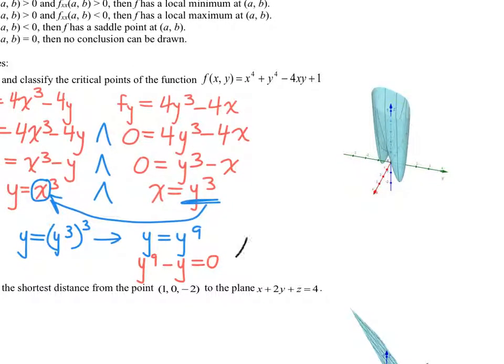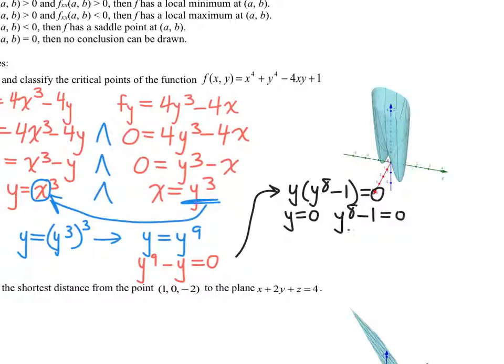Factor. And solve. You get y equals 0, y to the 8th minus 1 equals 0, which means y to the 8th equals 1, which means y is equal to plus or minus 1. All right, so we have 3 potential y values, which correspond to, well, possibly 3 potential unique x values.